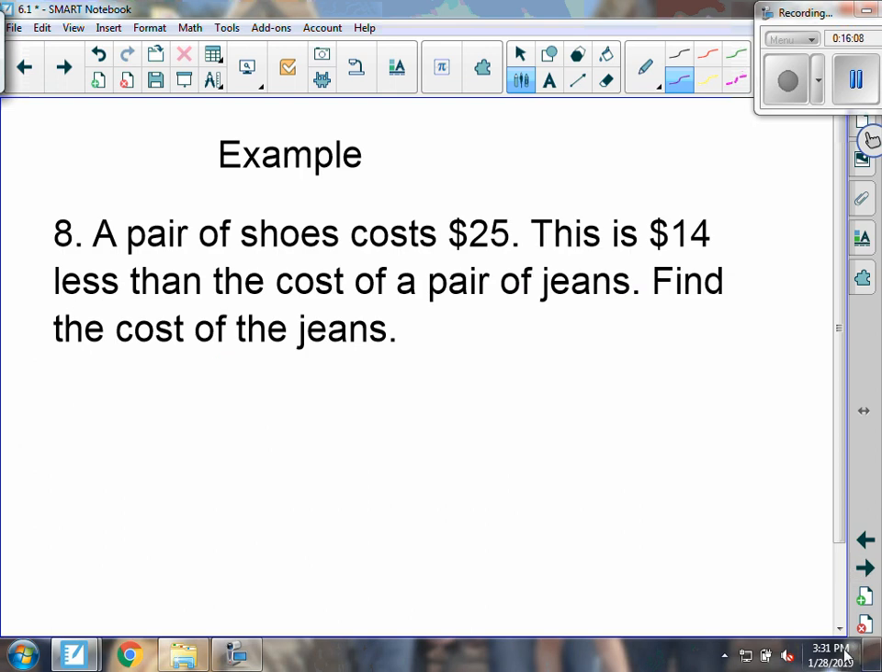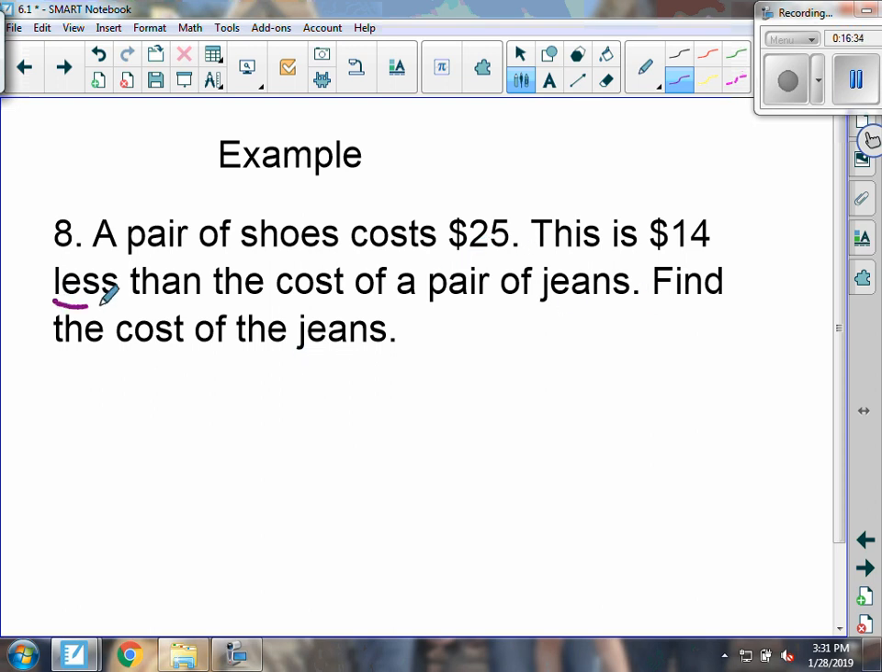Okay, our next example. A pair of shoes costs $25. This is $14 less than the cost of a pair of jeans. Find the cost of the jeans. So take a moment to copy this down, please. So we're trying to find the cost of the jeans. So a pair of shoes costs $25. That's $14 less than the cost of a pair of jeans.